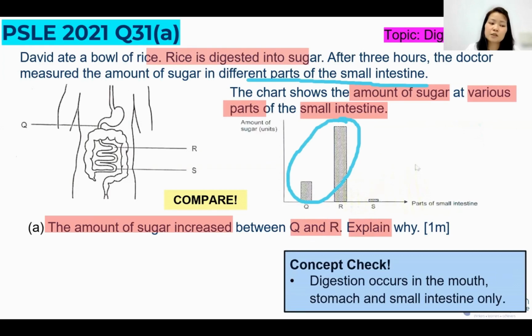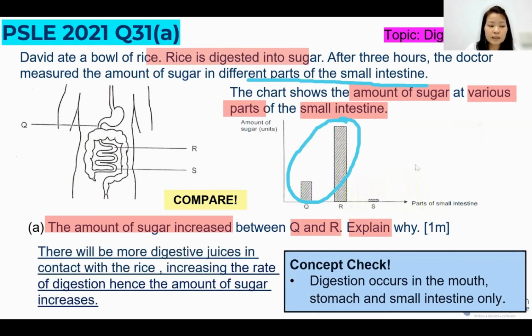So how should you answer for this part A? What you need to tell is that there will be more digestive juices in contact with the rice, increasing the rate of digestion. Hence, the amount of sugar increases. By noticing this, the way I answer actually answers the B and the C part: back with evidence, and then C, confirm concept. Okay?